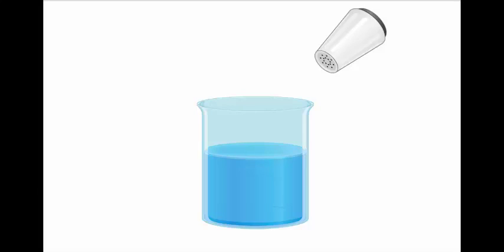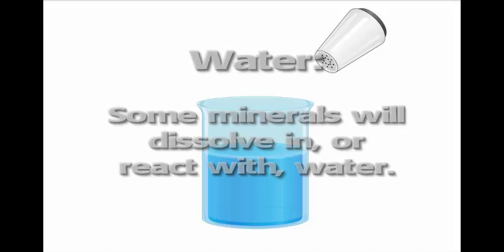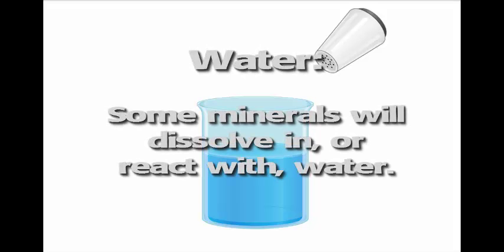Our first type of chemical weathering is pretty simple. Some minerals like halite, otherwise known as salt, will simply dissolve in water. Well, when they do that, that's chemical weathering.